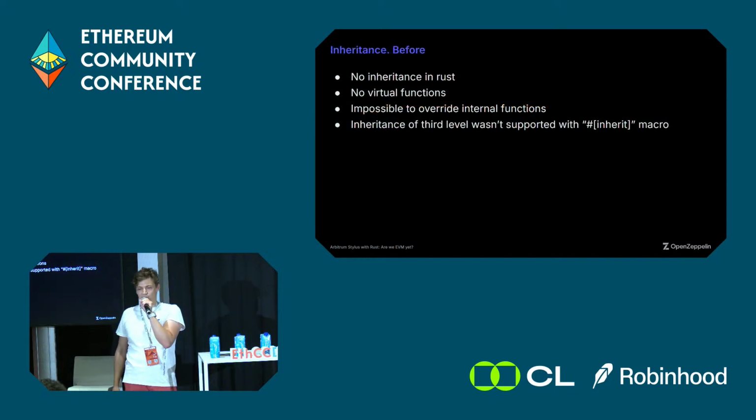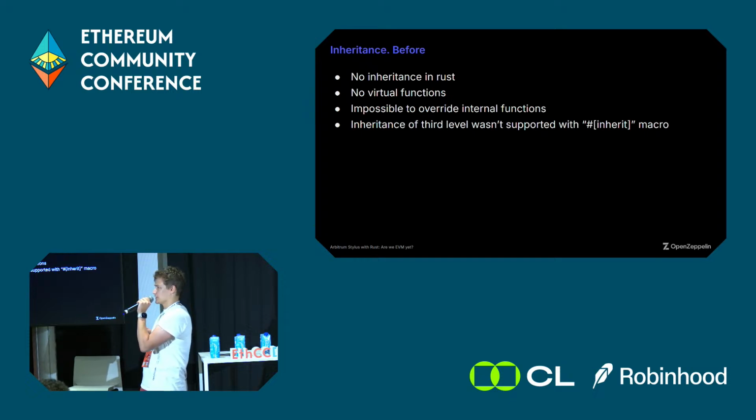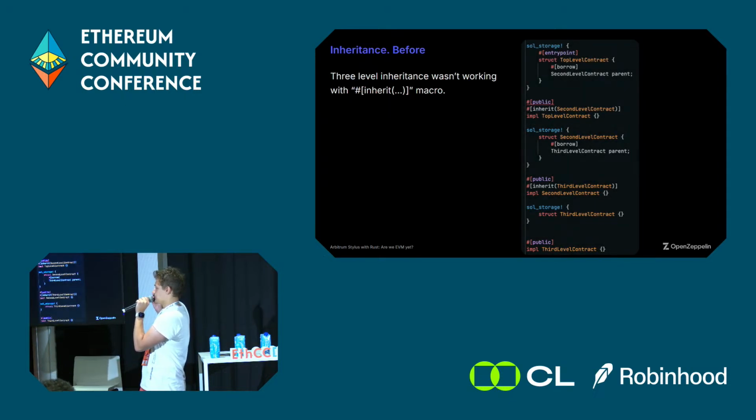In Rust, there is no inheritance. It's mostly a term from object-oriented programming languages, but Rust is not like that. All inheritance is decomposed in Rust. There are generics, there are traits, but there are no virtual functions. You cannot override functions. In Stylus, to address this issue, they added the inherit keyword. So you just write inherit, and all functions from the inherited contract are re-exported.